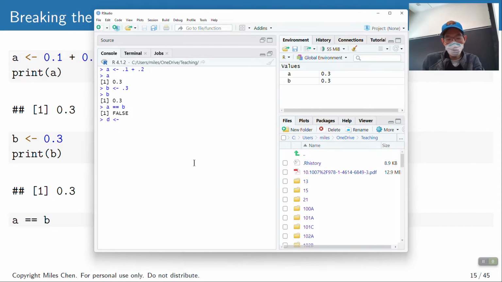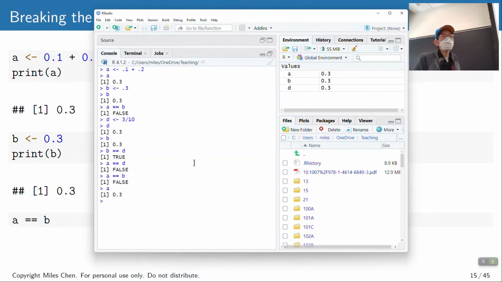So D is, let's do 3 divided by 10. Okay, so D is 0.3. And I can say, here's B, is 0.3. I say, is B equal to D? That's true. But is A equal to D? No. Is A equal to B? No. What's A? We get this weirdness going on, okay? Because all of these things look like they're 0.3, and some of these things are equal to each other, and other things aren't equal to each other. So what's going on, right? What's going on?